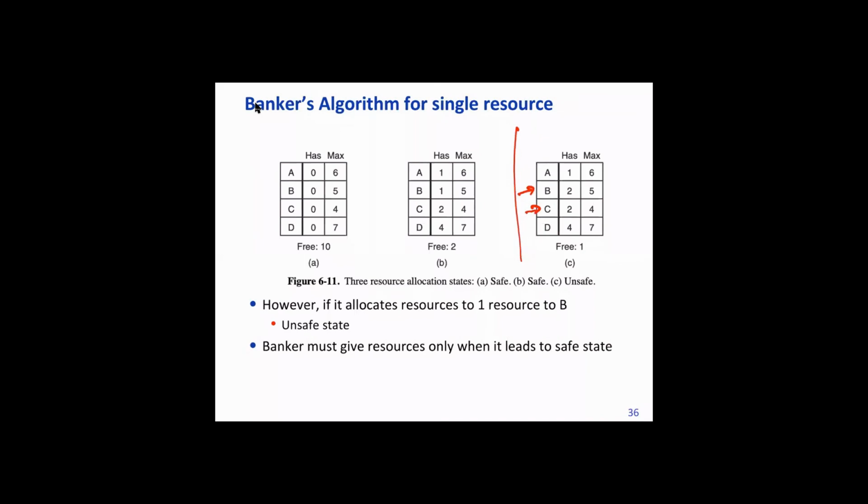Even if it gives one resource to B, for example, when it gives to B, then here it will be 2, then it cannot meet the request of any of these processes, right? So now it will get into an unsafe state. So the banker must give resources only when the system leads to a safe state. All right. So that's all.